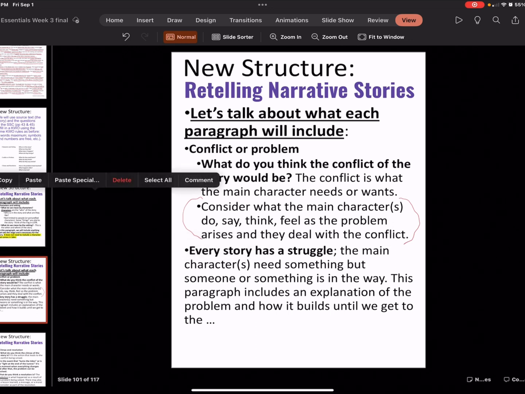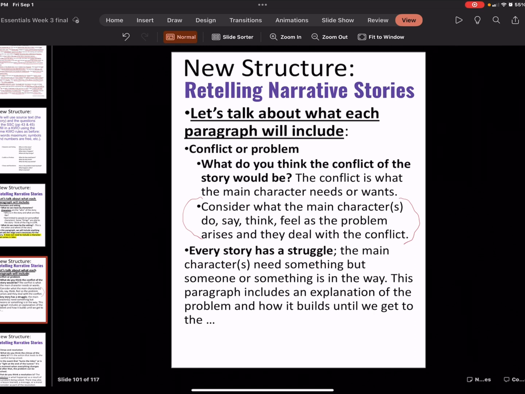So now we are looking at the conflict or problem keyword outline, or the conflict or problem paragraph, which would be our second one. What do you think the conflict of the story would be? The conflict is what the main character needs or wants. Consider what the main character or characters do, say, think, feel as the problem rises and as they deal with the conflict. So again, this is keyword outline versus paragraph.